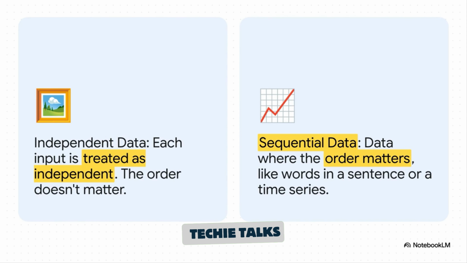You know, not all data is created equal. Some things are totally independent. A picture of a cat is just a picture of a cat. But then you have other stuff where the order is absolutely everything. Take the sentence, "The cat ran into the house." The sequence makes perfect sense. But if you flip it to "The house ran into the cat," well, that's just nonsense, right? That's sequential data. Context isn't just a nice to have, it's the whole point.